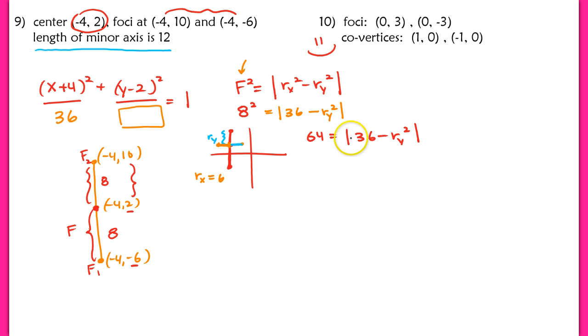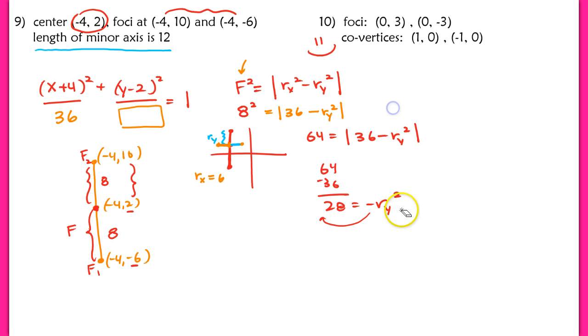So if we just drop the absolute value bars and we try to solve, we end up with 28 equaling negative r sub y squared. And obviously here, we can't have a negative value for r sub y, but it doesn't even make sense if you try to plug that value back in anyway. If you plug in 28, even if you made it positive, 36 minus 28 does not give you 64.